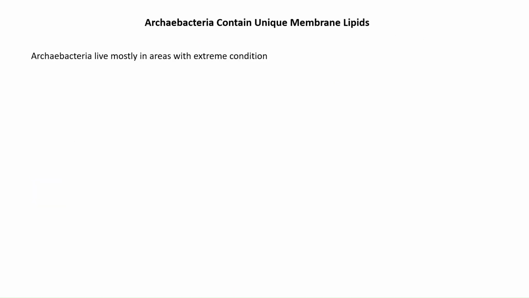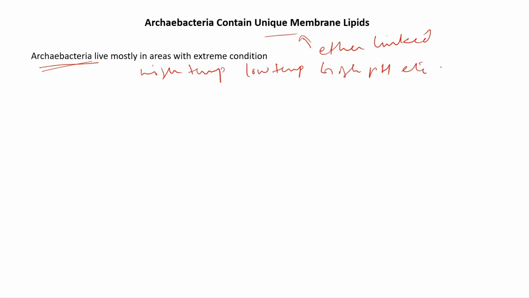Now next, archaebacteria contain unique membrane lipids. The unique thing is that they are ether linked. Now why do archaebacteria contain this? Because archaebacteria live in extreme conditions. Extreme conditions mean high temperature, low temperature, high pH, etc. In these extreme situations, ester bonds can easily be broken down. But ether linkages are stronger compared to ester linkages. Therefore, to maintain stability, they have lipids that are ether linked and not ester linked, because ether bonds are stronger compared to ester bonds.